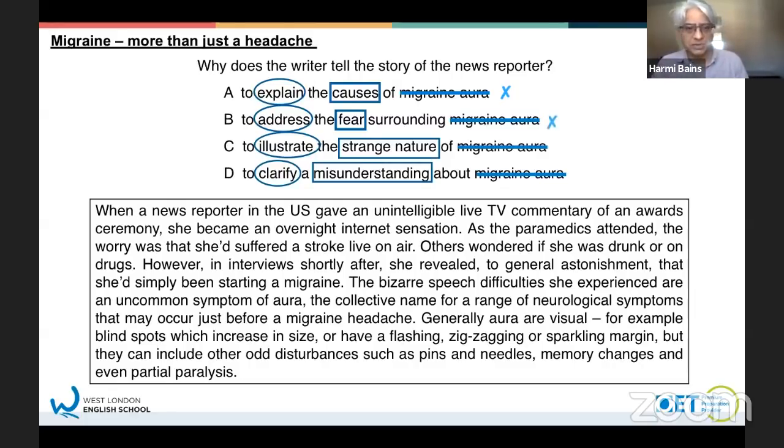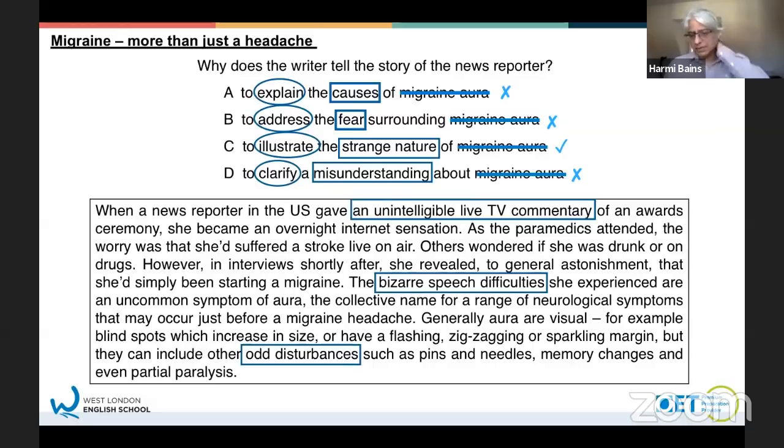So you can rule out option A. Not to address fears as well, nothing there. With B, there's nothing about a misunderstanding. Because you have the word unintelligible in the first sentence, people sometimes put down option D, but you've really got to just focus on the question. And if you do that, you'll see really what they're trying to do is illustrate. They're just trying to show you how strange migraine auras are.